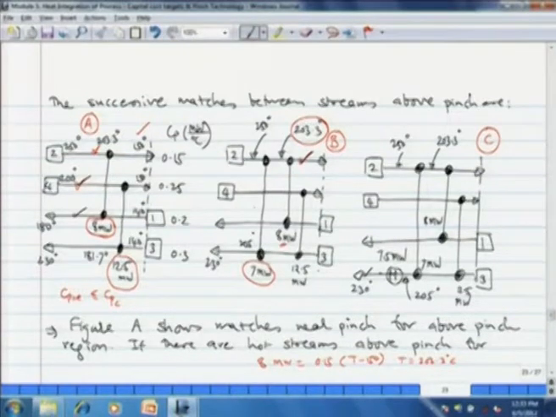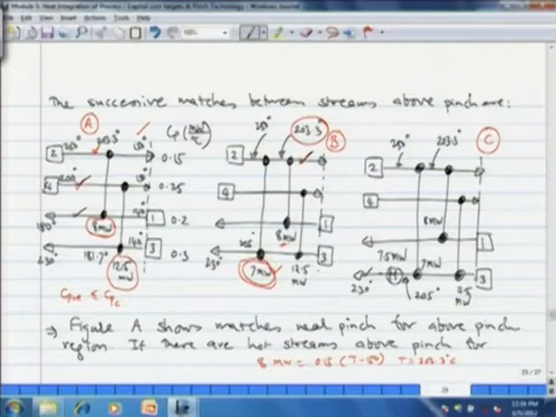We still have 7 megawatts of heat left in stream 2, and stream 3 still requires about 14.5 megawatt of heat, because the total heat requirement of stream 3 above pinch region was 27 megawatt, out of which only 12.5 has been satisfied. So stream 3 requires 14.5 megawatt. Now we can match stream 2 with stream 3. Stream 2 has 7 megawatts of heat left. All of that heat can be absorbed in stream 3. Then we place a match, this 7 megawatt heat exchanger, and that ticks off stream 2.